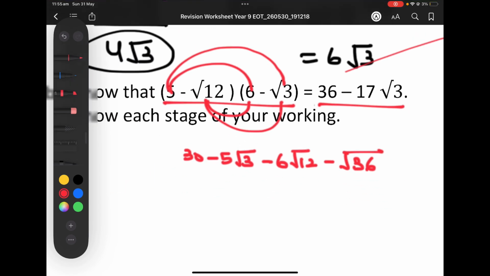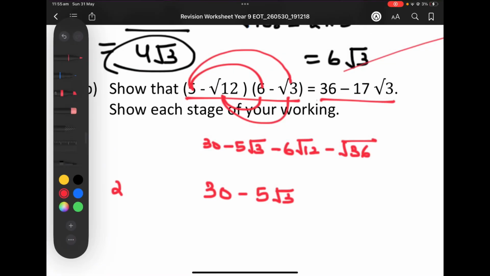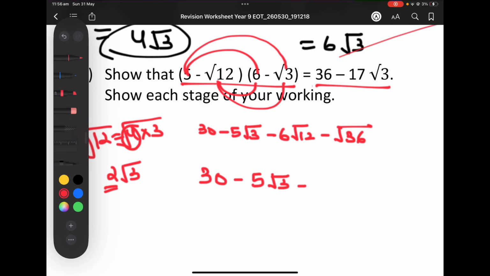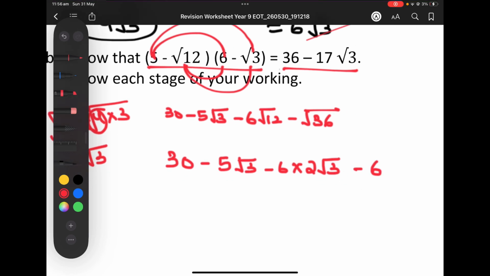Okay, fine. Let's complete this question in here. It becomes 30 minus 5 root 3 remains as it is. Now root 12 can be written as 2 root 3. How does that happen? 12 is equal to 4 times 3. So if it is under the root, then the root of 4 is 2 and 3 remains under the root itself. So minus 6, and instead of root 12, we are going to write 2 root 3 in here. Then minus root 36. Root 36 is 6 itself.